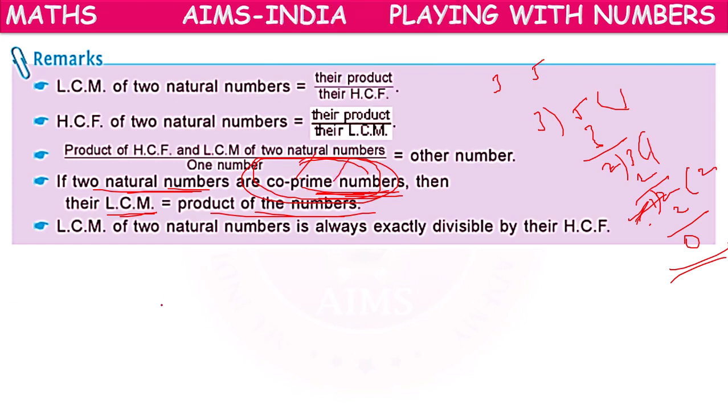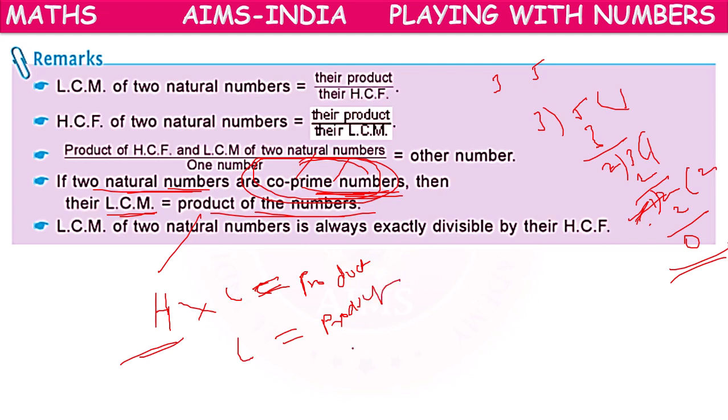So then what is the formula? HCF into LCM equal to product of the numbers. But for co-primes, HCF is always 1, so no need to count the HCF. So LCM equal to product. If they are co-primes, LCM is equal to the product of the numbers.